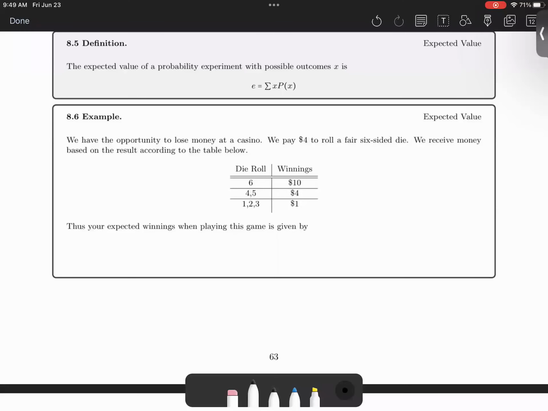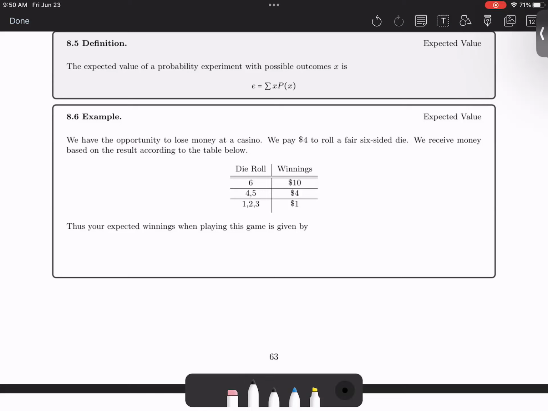Let's see an example of expected value. So I jokingly start here. We have the opportunity to lose money at a casino because that's what happens on average, right? And that's what the expected value tells us. It's not what we expect from a single probability experiment or a single game, but it's what we would expect if we played the game over and over again.